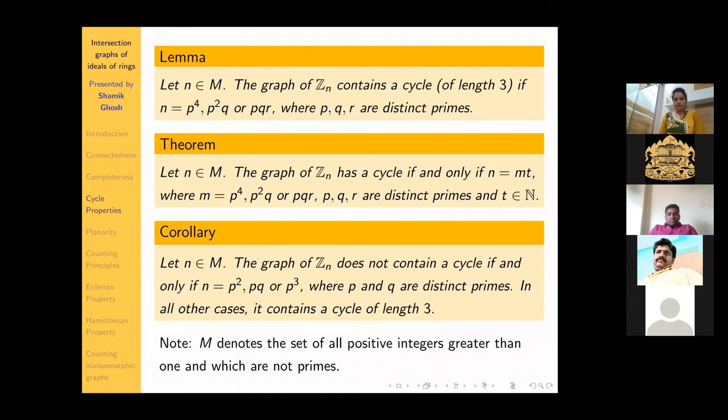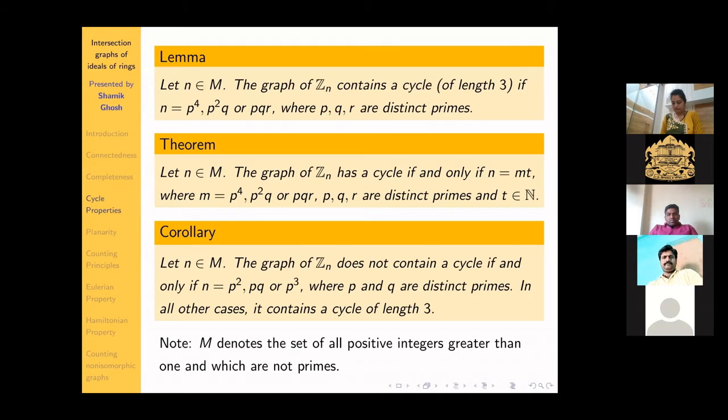So with this, we leave the completeness part of this study, and then we come to the cycle structure of the graph. And we see here that it contains a cycle of length 3, in particular in the case of Zn, if n is of the form p to the power 4, p square q or pqr. And then in the next result, we see that actually it has a cycle if n is a multiple of p to the power 4, p square q or pqr.